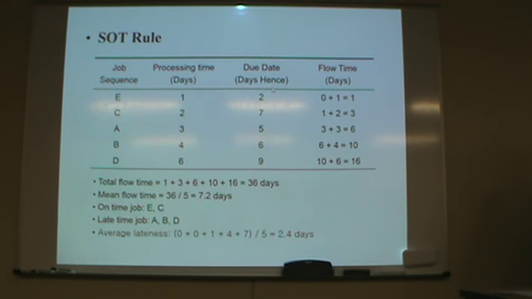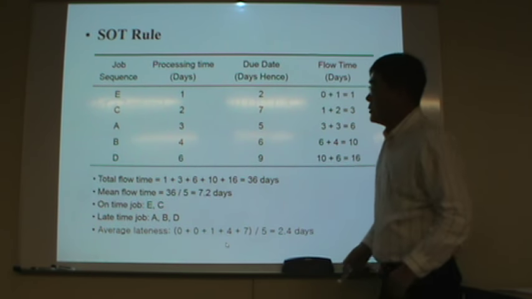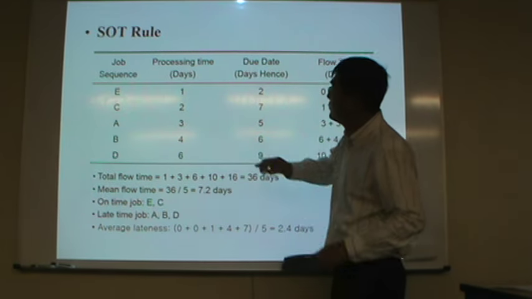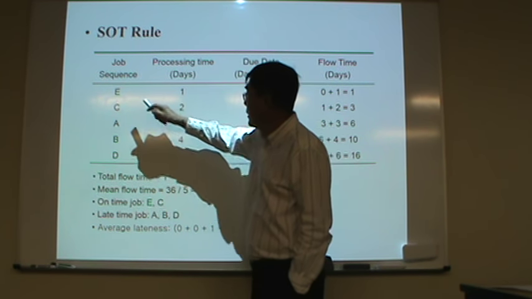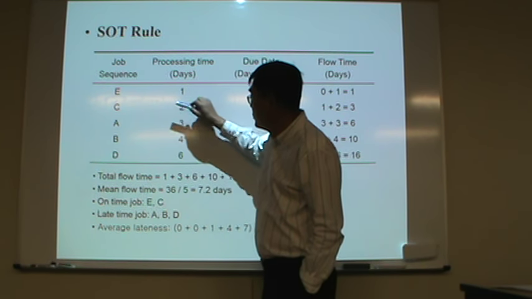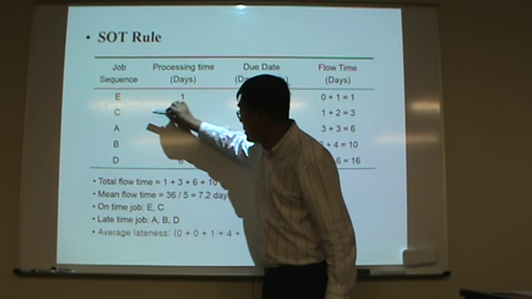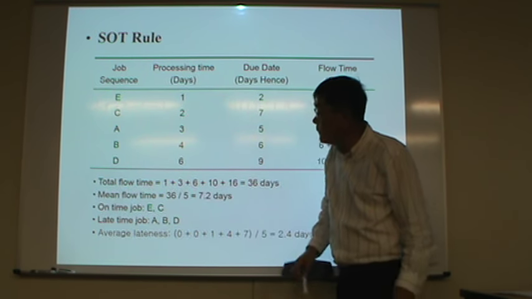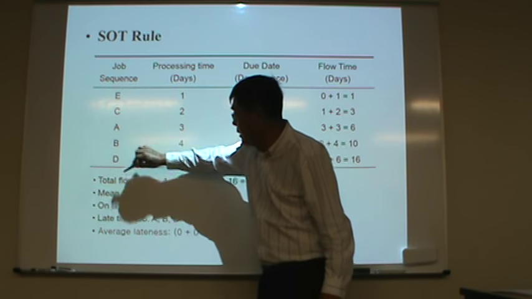SOT rule, shortest operation time rule. Total flow time is 136. By the way, with this rule, job E 1 day, job C 2 days. So this one is shortest, and second, third, and so on. So job sequencing is E, C, A, B, D.